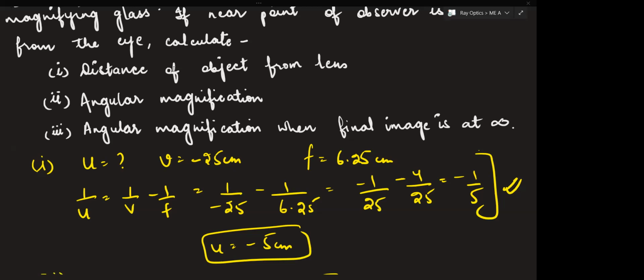F will be given in the question. Yes, yes. If F is not given, then object distance and image distance will be given so that you can calculate F.